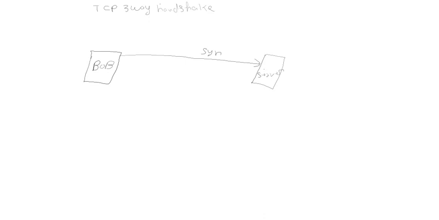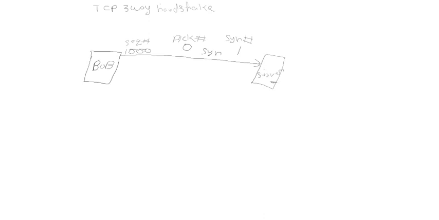The SYN packet contains three things: the sequence number, acknowledgement number, and the SYN flag. Sequence number can be anything, but here I am taking 1000. Acknowledgement will be 0 because there is no acknowledgement in this message. The SYN flag is set to 1 because Bob is trying to establish a connection with the server.